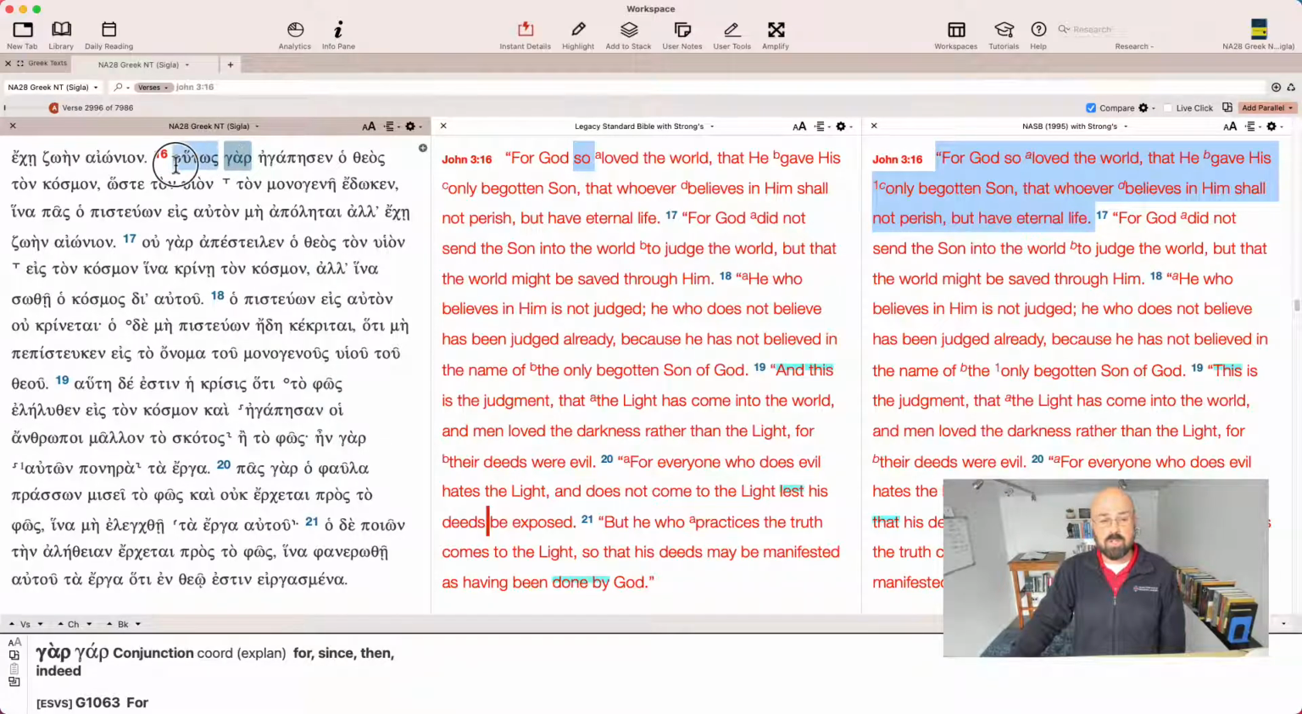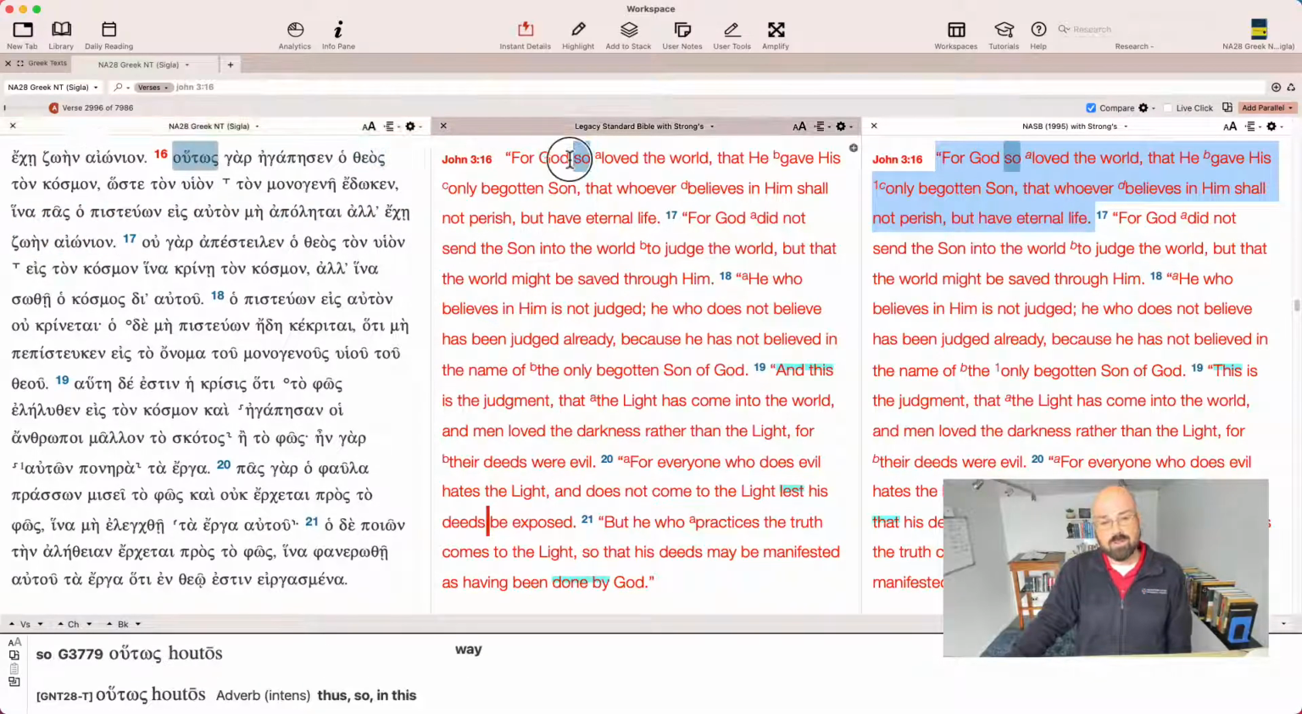This little conjunction here, hautos, tells us the manner of God's love, not the extent of his love, but the means by which God demonstrates his love. So this is the manner in which God shows his love, so as he gave his only begotten Son, in order that everyone who believes in him will not perish but may have eternal life. Okay, so this is a traditional rendering.